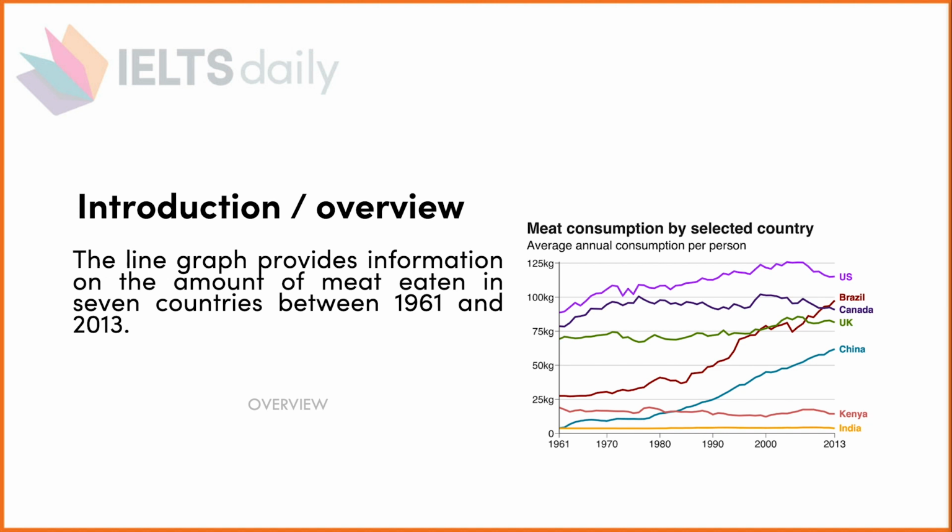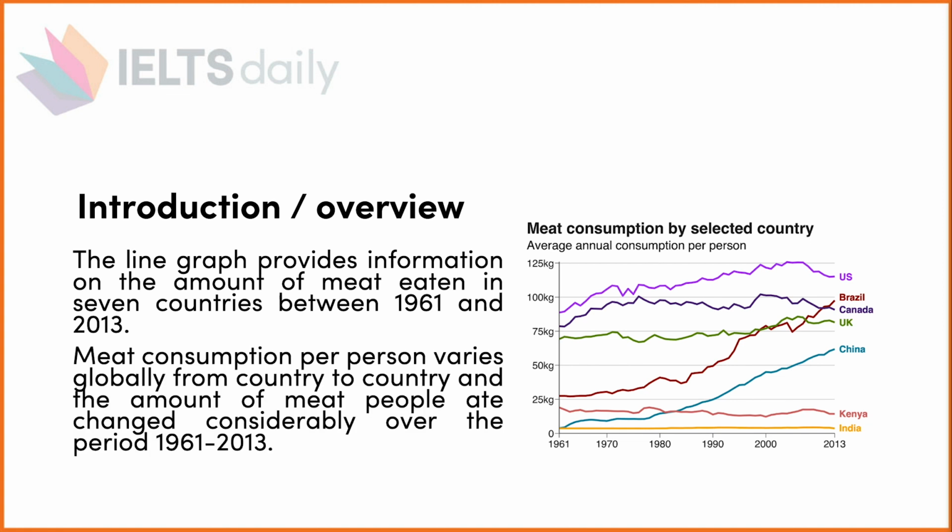Then I need to have an overview. Every task needs to have an overview, and this one's a bit more difficult because we have so many lines. My overview says, meat consumption per person varies globally from country to country, and the amount of meat people ate changed considerably over the period 1961 to 2013.